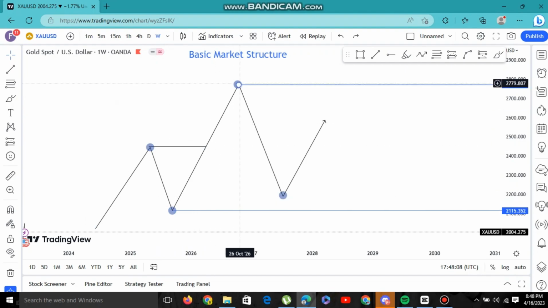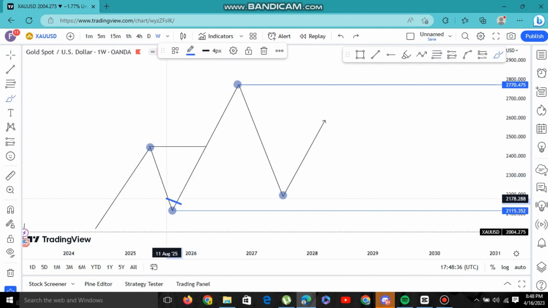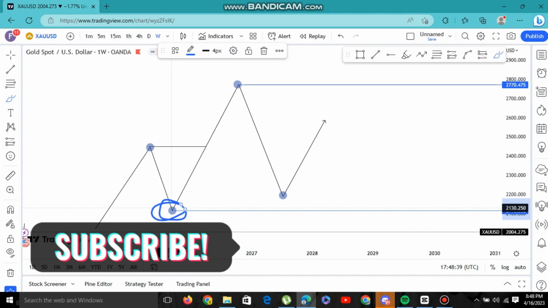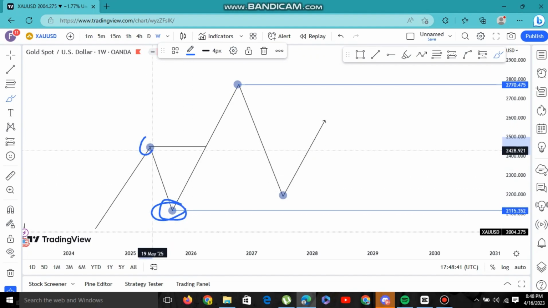These structure points are always in constant battle. They need to take out each other. So whichever point takes out the other is the strong point. So looking here previously, this high was taken out by what? By this swing low, which managed to take out this high, giving us a break of structure. So where is my strong point now? It's this one. I consider this to be my strong point now because it took out this one.